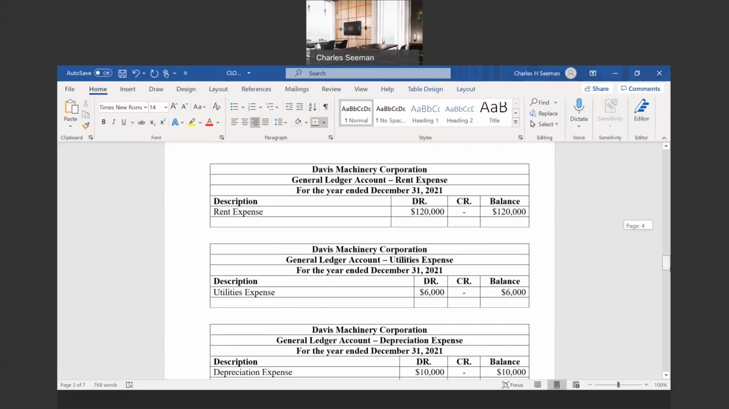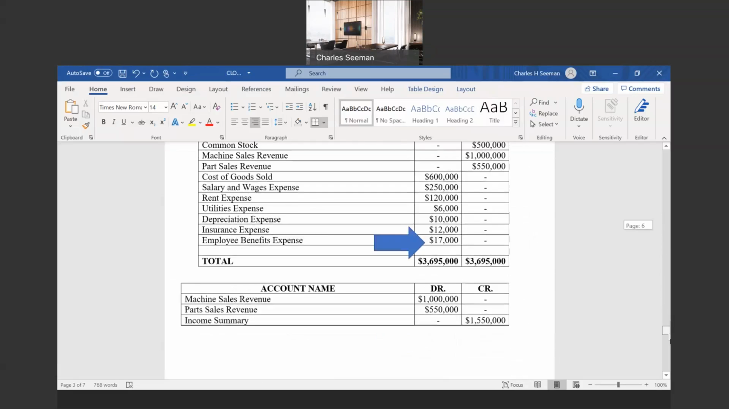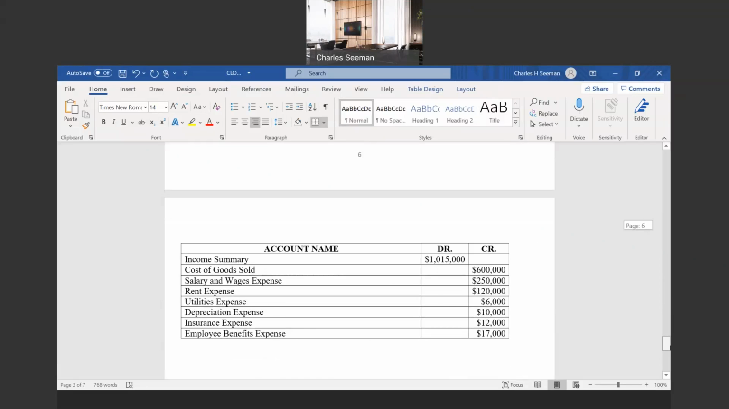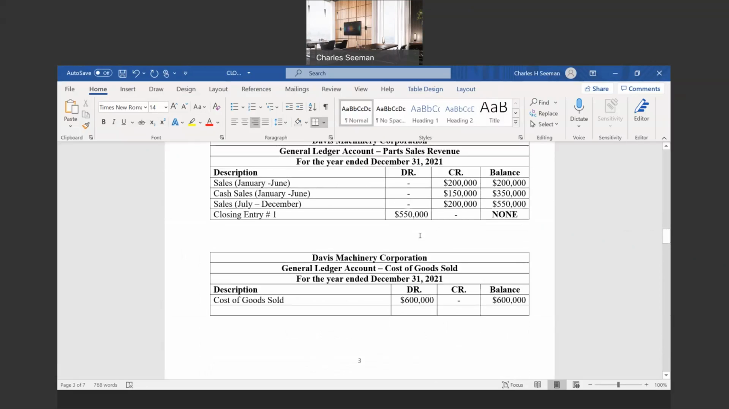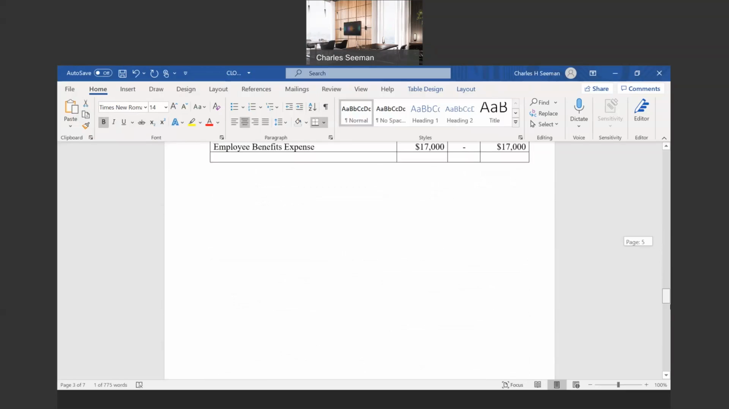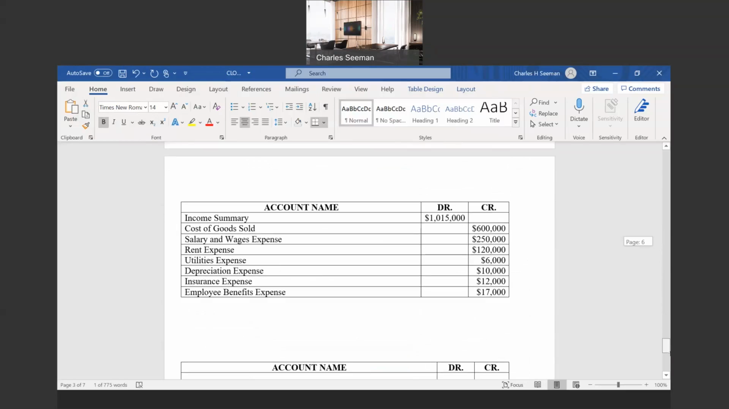And then I'm going to credit all the expense accounts that I made this journal entry for. So I'm going to credit cost of goods sold for $600,000, just like I did in the journal entry. And then I'm going to credit salary and wages expense for $250,000, just like I did in the journal entry.